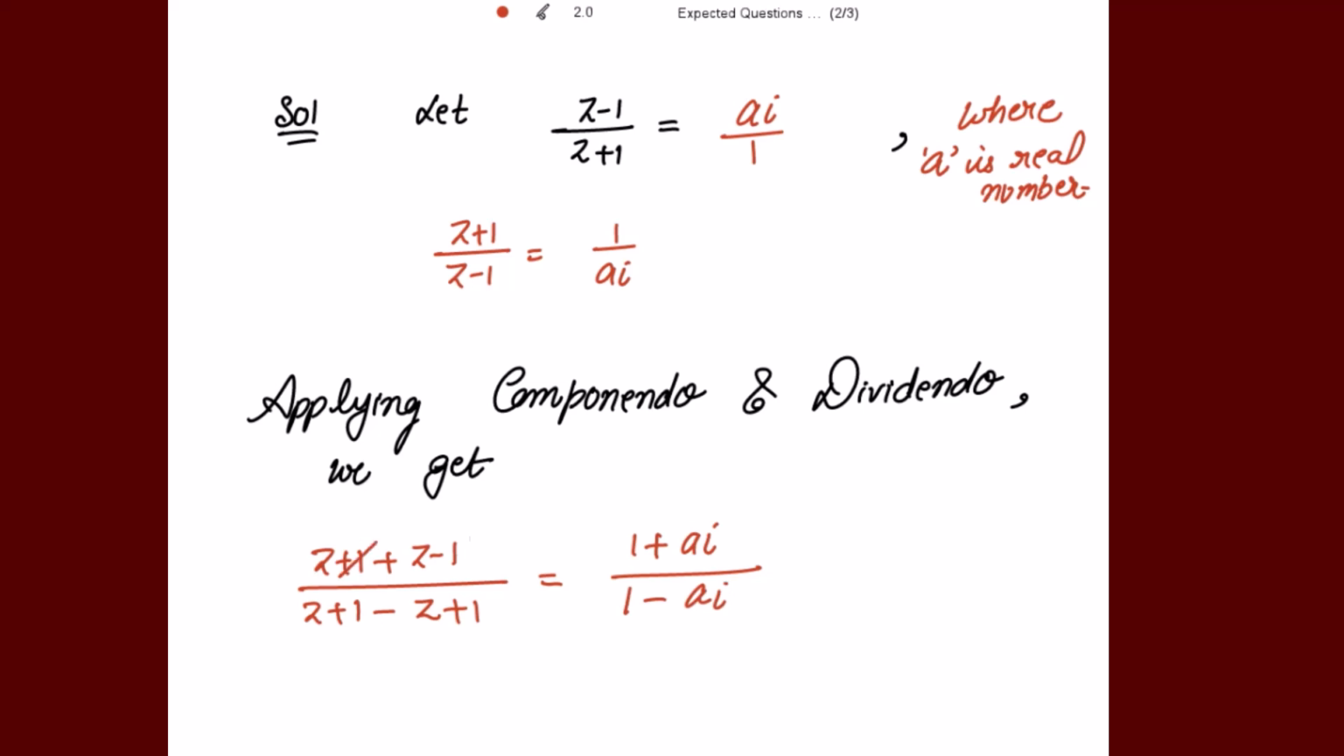So 1 is cancelled out with the negative 1, z is cancelled out with the negative z, and we get 2z/2 = (1 + ai)/(1 − ai), and this 2 will also go. So we get z = (1 + ai)/(1 − ai). Let's rationalize the right hand side. So multiply by (1 + ai)/(1 + ai).